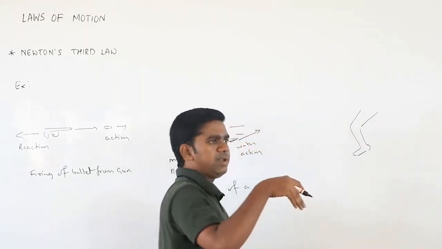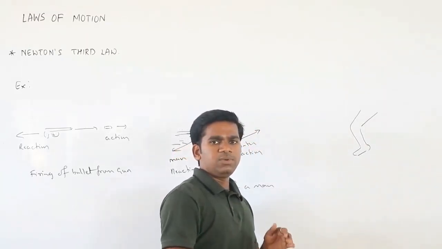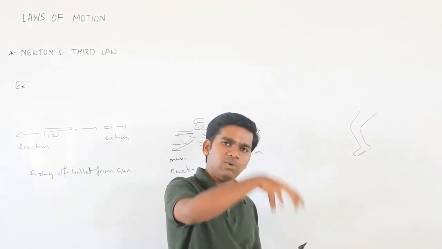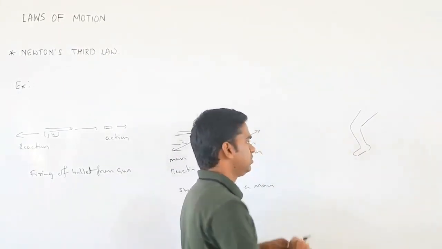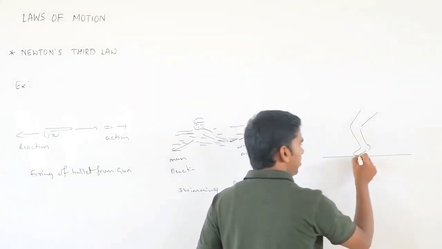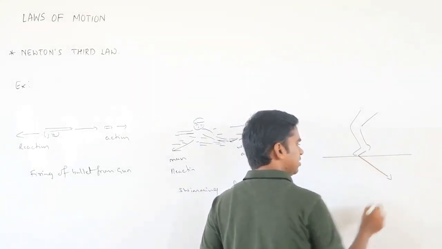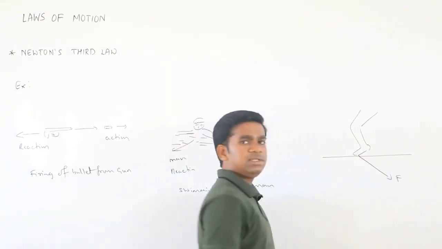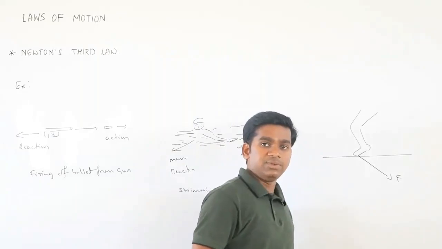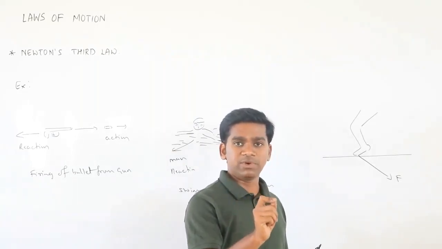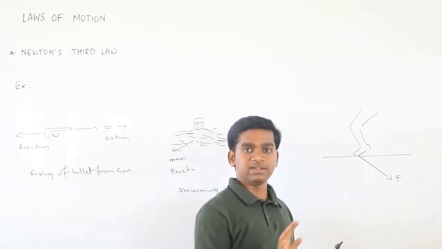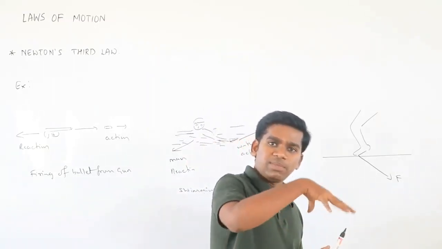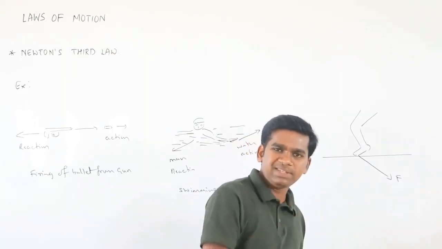When you start walking, what do you do? You will not make your body move forward. Instead, you will apply force on the ground. This is the ground. You are applying force F on the ground in this direction. Since you are applying force in the backward direction, you can walk properly. You are not applying force in the forward direction. If you try to apply force in the forward direction, you will slip down. You will always apply force in the backward direction. You will press the ground.